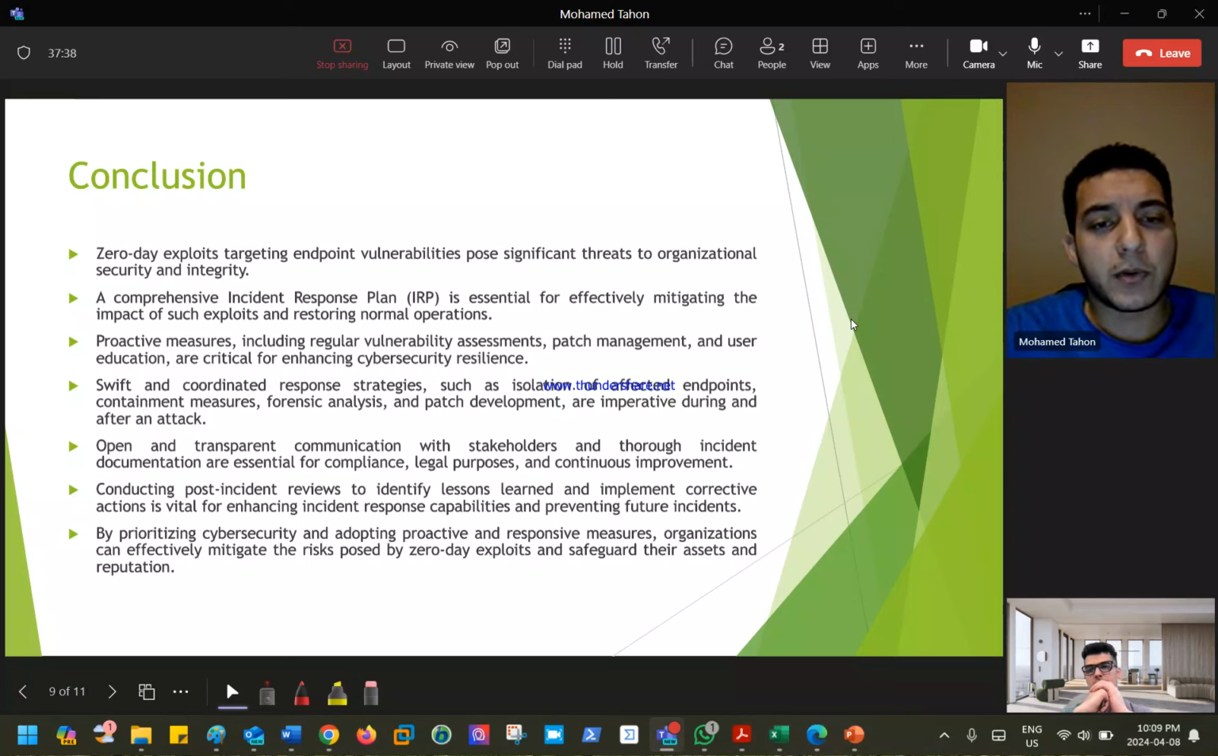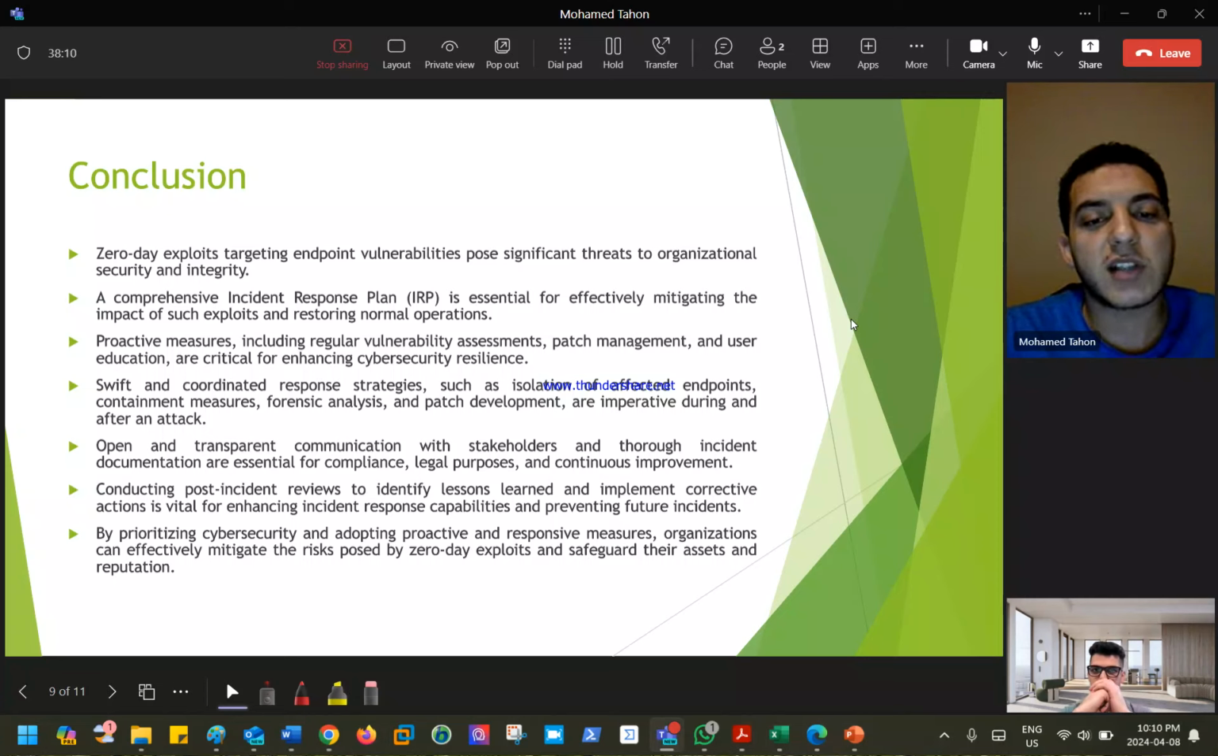Second one, importance of a comprehensive incident response plan, which is known as IRP. Highlight the necessity of having a well-defined IRP in place to effectively mitigate the impact of zero-day exploits and restore normal operations swiftly. An IRP outlines the steps and procedures to be followed during and after an attack, ensuring a coordinated and efficient response.